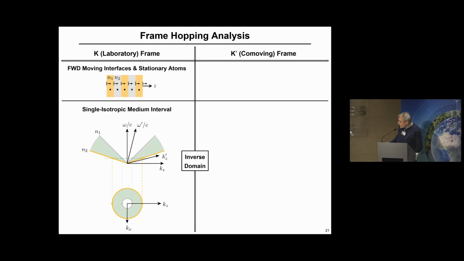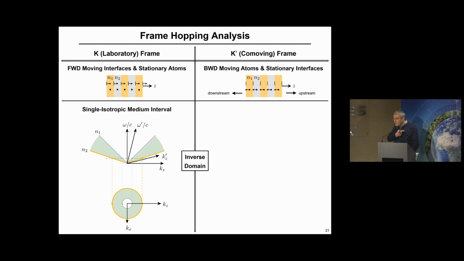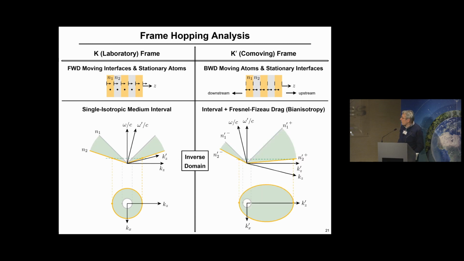So you said maybe I should move to the frame of the interfaces, and if I'm in this frame now, the interfaces are stationary, but I see the molecules moving back in the opposite direction. And therefore, I break the symmetry of this dispersion, and you see the backward direction supports the Fresnel drag, the Fizeau drag. So the wave is accelerated in the direction of the stream. And so this velocity is increased, and that one is decreased. And now you see anisotropic, non-reciprocal dispersion curves.